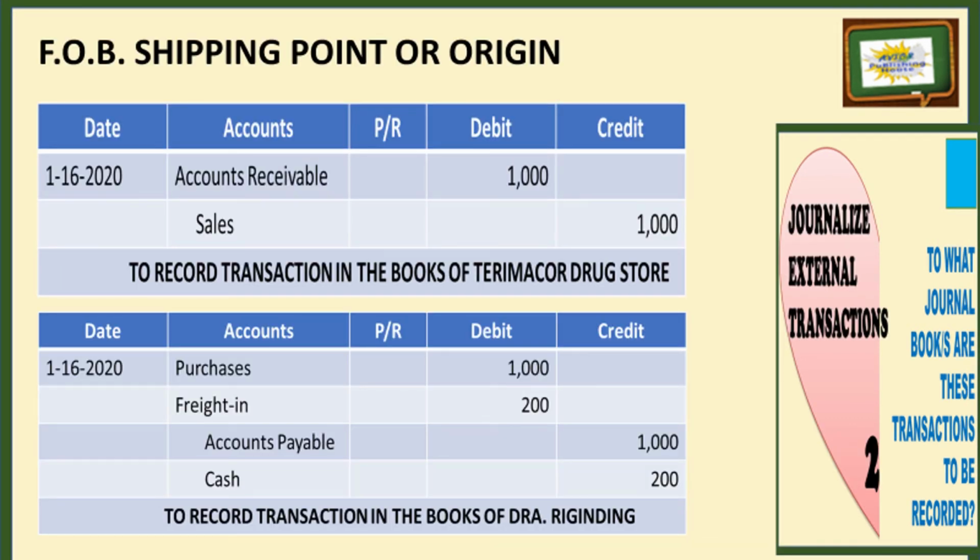So, FOB shipping point or origin, paano i-record yung transaction? So, from the point of view of the TERIMACOR drugstore, you just debit accounts receivable, credit sales. From the point of view of Dr. Riginding, the buyer, so meron siyang purchases, meron siyang freight in, then accounts payable, and cash. FOB shipping point. Ang nagbayad ay ang buyer.